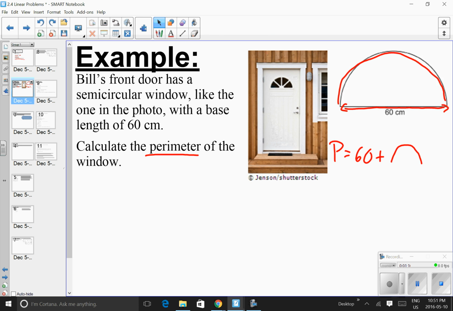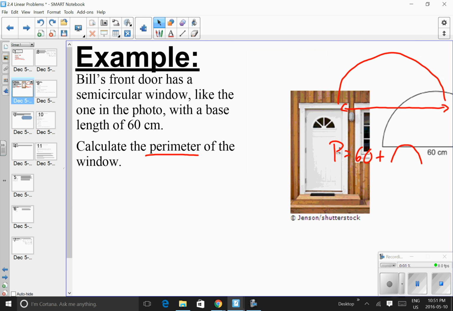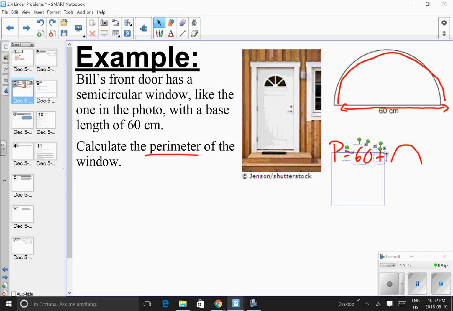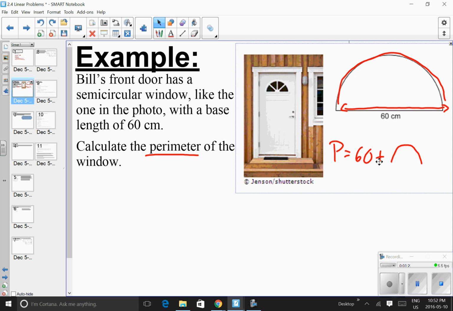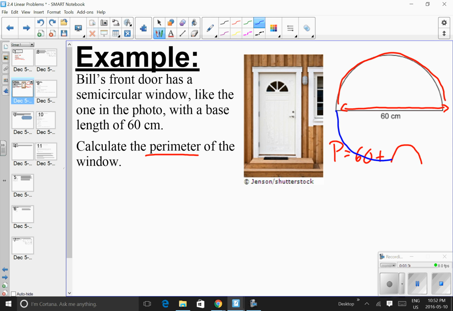So first off, we are just going to do a little bit of imagining. Let's just picture that this is a full circle. I know how to find the circumference of a full circle. Circumference is just pi times diameter. So if I can find the circumference of the full circle, I can just cut it in half to figure it out for that frowny shape, that semicircle.